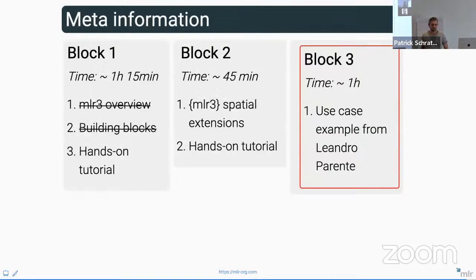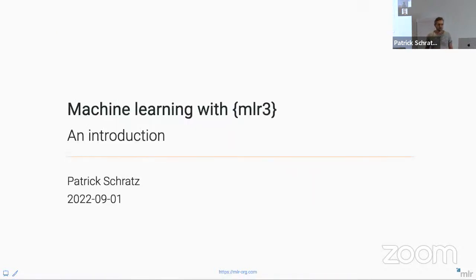And here's again an overview of where we are right now. So we've covered this. There's now a bit of time left for the hands-on tutorial, but not much. And then in the second part, I'll reconsider whether I continue first with the rest of the hands-on tutorial or directly skip it and move to the spatial part. In block 2, we talk about the spatial extensions. I also have a hands-on tutorial. And then in block 3, there's a use case example from Leandro. So, with that, the first part of the presentation is concluded, and we can now go to the hands-on part.